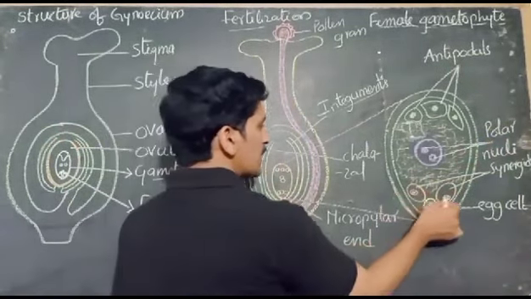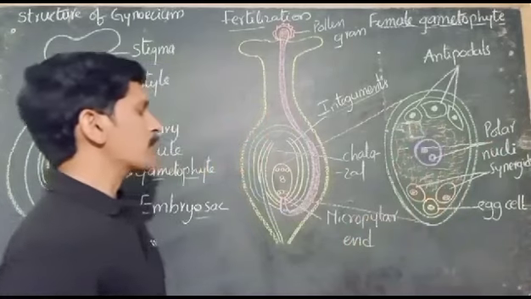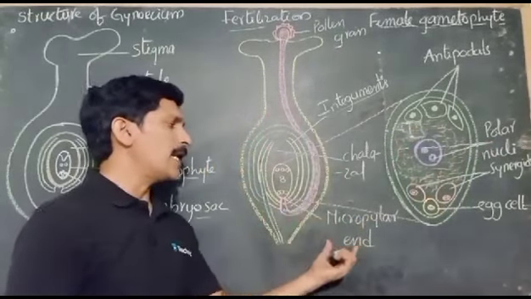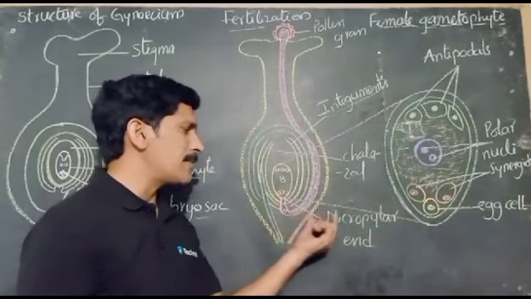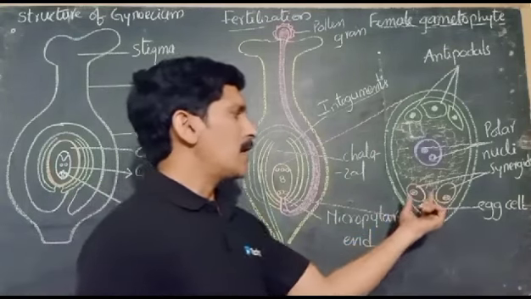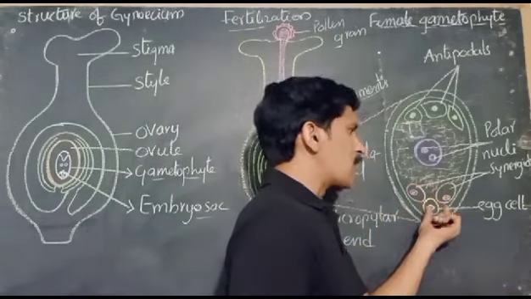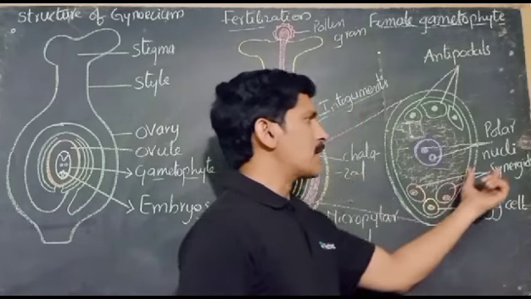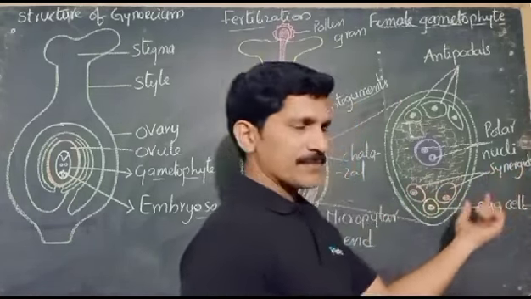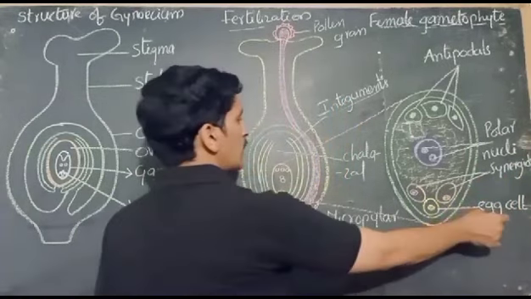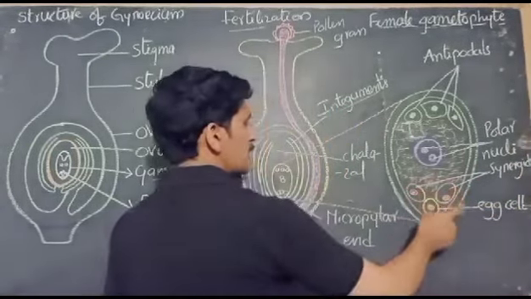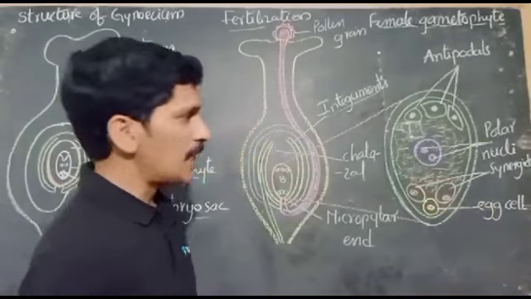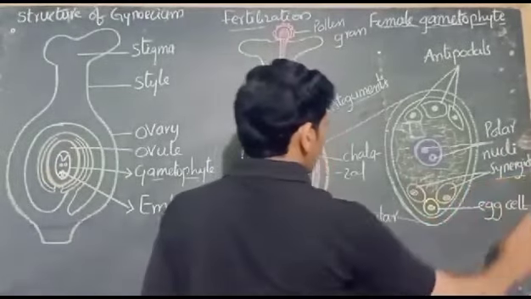The remaining 3 cells move to the micropylar end. Of the 3 cells present at the micropylar end, the central one is called the egg cell, and the 2 cells on either side of the egg cell are called synergids, right?